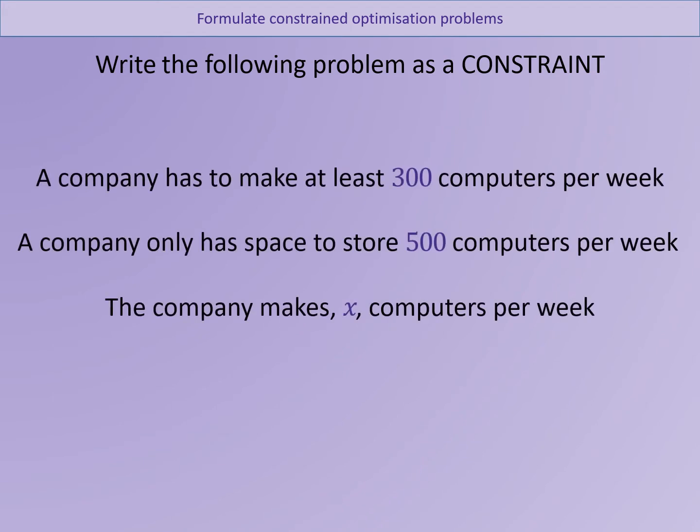Next, write as a constraint this problem. The company needs to make at least 300 computers per week, but they only have space to store 500 per week, and the number of computers made per week is X. So as an inequality, X would need to be greater than or equal to 300 and less than or equal to 500.